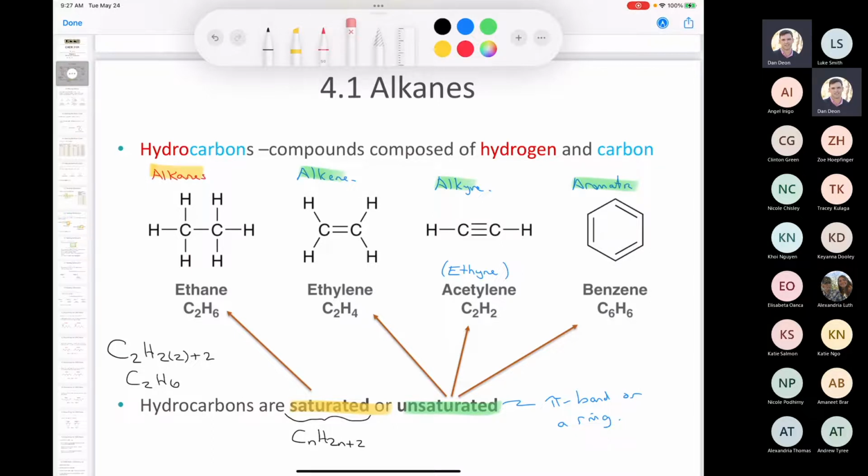You could do that again for any hydrocarbon. Let's imagine you had 10 carbons. What would be the maximum number of hydrogens you could have? C10, H is 2n plus 2, so 2 times 10 plus 2. 2 times 10 is 20, 20 plus 2 is 22, so C10H22 would be the maximum number of hydrogens you could have in a saturated hydrocarbon with 10 carbons in it.